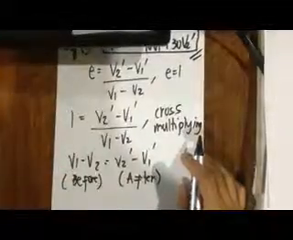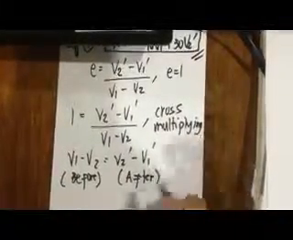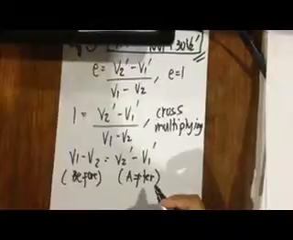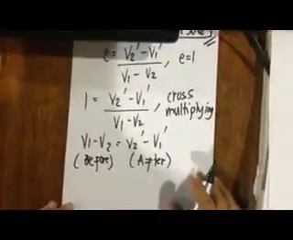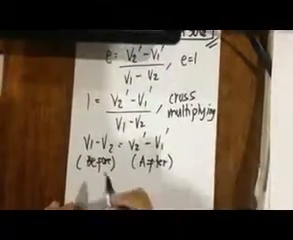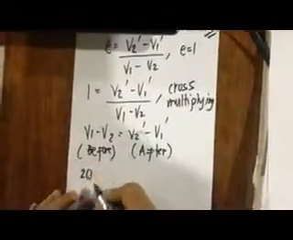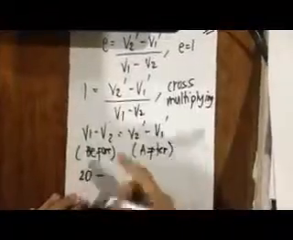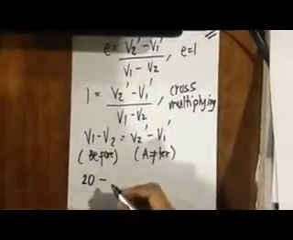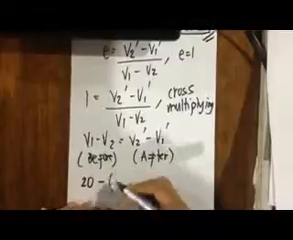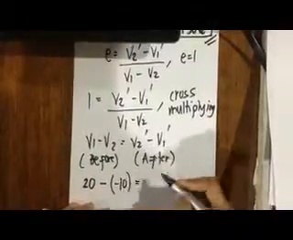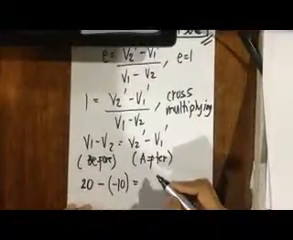v2 before minus v1 before is equal to v2 prime minus v1 prime, where prime means after. So what do we do next? We have to substitute the values for the initial velocities. For v1 this is 20 centimeters per second, and for v2, which opposes the direction of v1, we have to put negative 10, which is equal to v2 prime minus v1 prime.